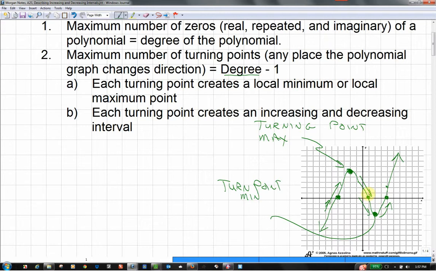How many turning points can I have? Well, that would be equal to the degree minus 1. So if I have a cubic, the maximum number of turning points I would have would be 2. Okay? So now what we want to do is describe our increasing and decreasing intervals. That's really the main part of this little lesson. So I'm going to move on to the part where we're describing the intervals.